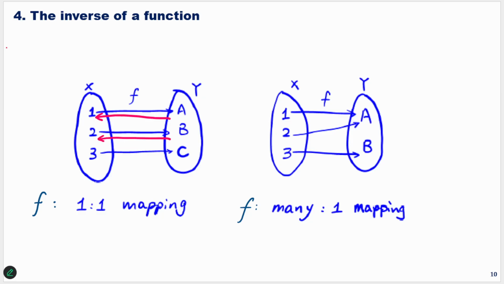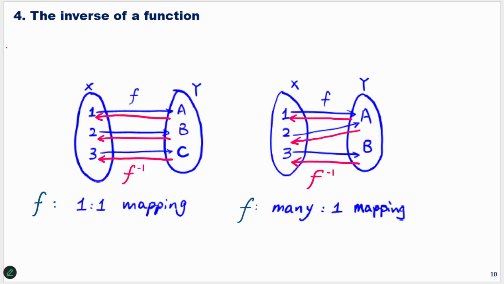And the second arrow is also reversed. The third arrow is also reversed. Then the reverse mapping is actually called the inverse of a function, which is usually denoted as f inverse. And for the second type of function, we could also reverse the direction of mapping. The only difference here is, in this case, the inverse of this function is not a function, right?